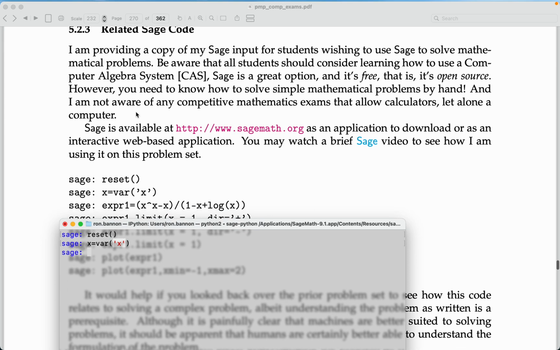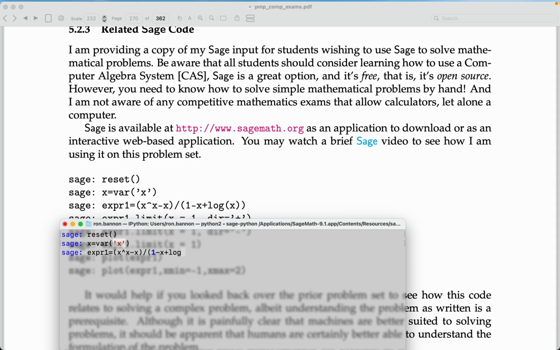And then the next one's going to be an expression, expr1. It's arbitrary, call it whatever you like. I like to call things sort of looking like what they're supposed to look like. And this is expression 1, and I'm going to assign it x to the x power minus x divided by 1 minus x plus log.